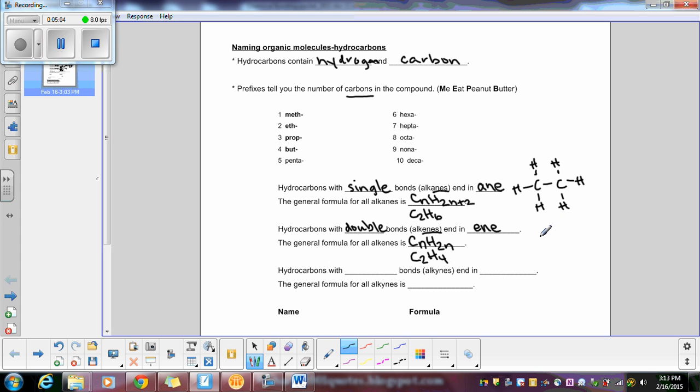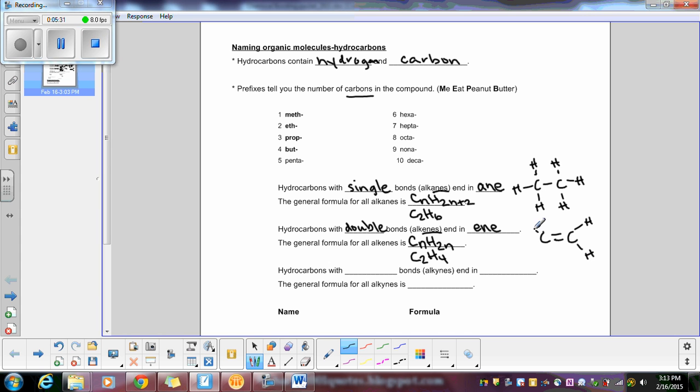If I look at the structure of ethene, I have 2 carbons, but now I'm sharing a double bond between these 2 carbons. That's what the suffix "ene" told me. So these 2 carbons already are sharing 4 electrons. That means that each carbon can only share 4 more total electrons. So this carbon has 2 electrons with this hydrogen and 2 electrons with this hydrogen.